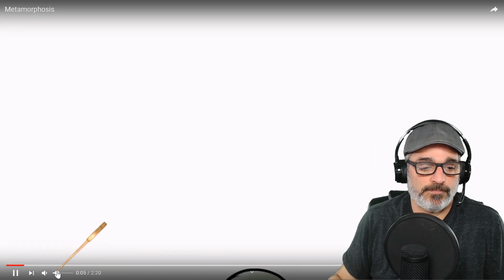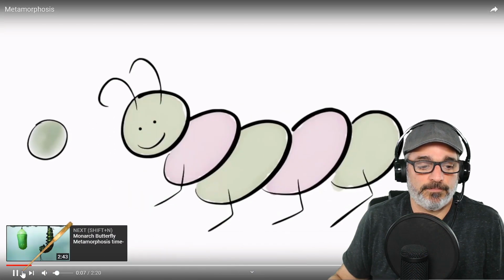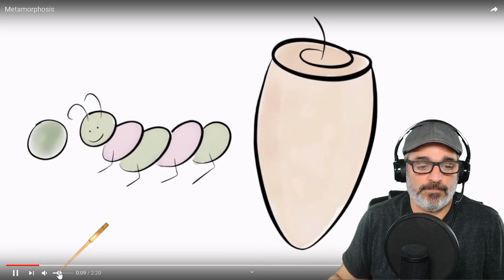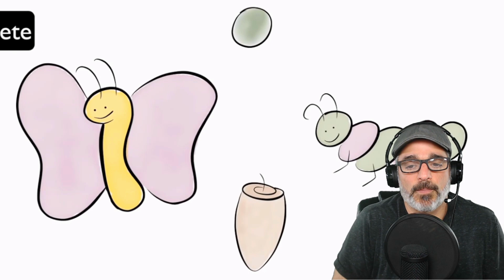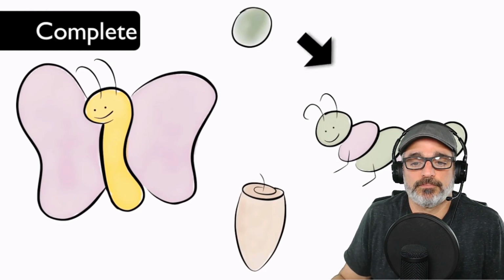Metamorphosis. Metamorphosis is the process of dramatic change in the life of an organism. One type is called complete metamorphosis.